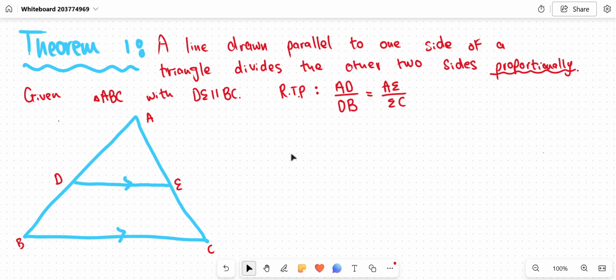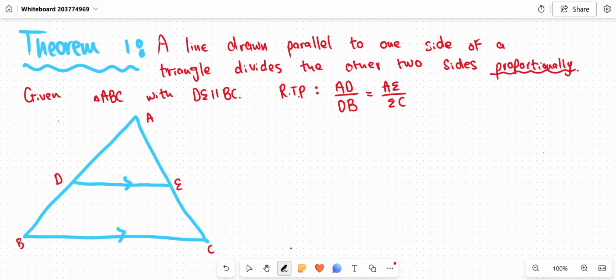The first one says that a line drawn parallel to one side, so they're referring to this DE line, parallel to one side of a triangle divides the other two sides proportionally. So what we're required to prove is that this distance there divided by this distance there will be the same as this distance there divided by that distance there. So how do we go about proving that?